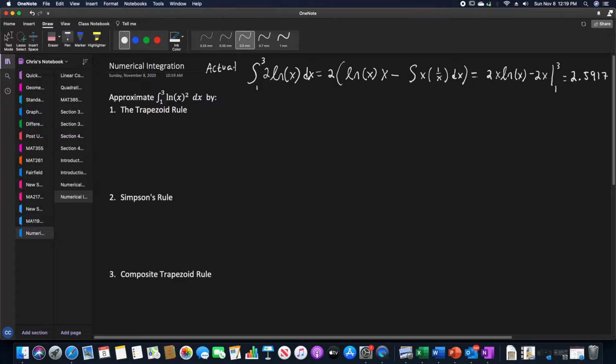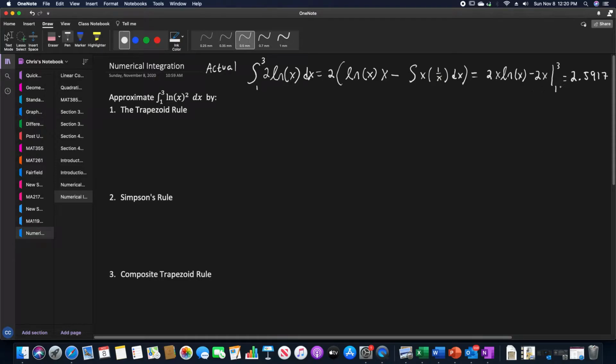So I first rewrote the natural logarithm based upon the power rule property of logarithms to be the integral between 1 and 3 of 2 times the natural log of x dx. Using integration by parts, this makes 2 times the natural log of x times x minus the integral of x times 1 over x dx. And that just becomes 2x times the natural logarithm of x minus 2x. And we are going to evaluate this between 1 and 3.